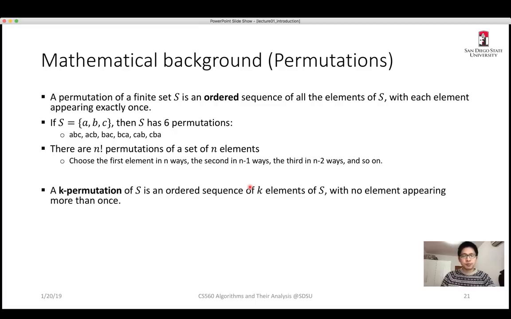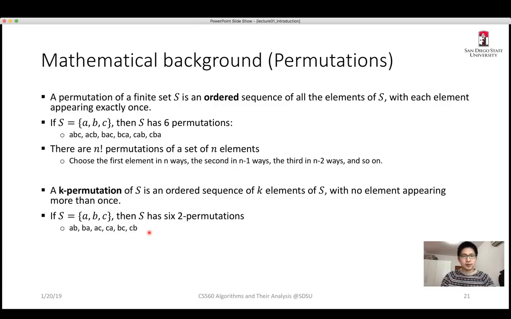Then another important concept is the k-permutation of S, which is a smaller subset of the full permutation. It is an ordered sequence of k elements of S with no element appearing more than once. So we don't choose all n elements, but instead we choose a smaller number k. For example, in the same finite set S that has 3 elements, if we want to enumerate all the 2-permutations, that means we choose 2 elements, and we will have 6 in total, which are AB, BA, AC, CA, BC, and CB.